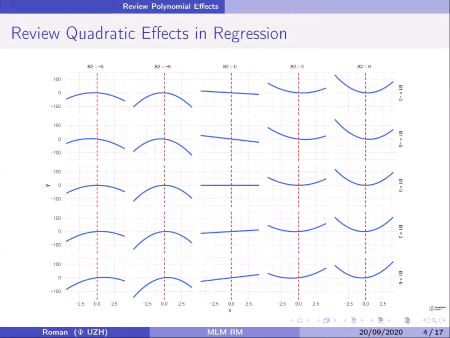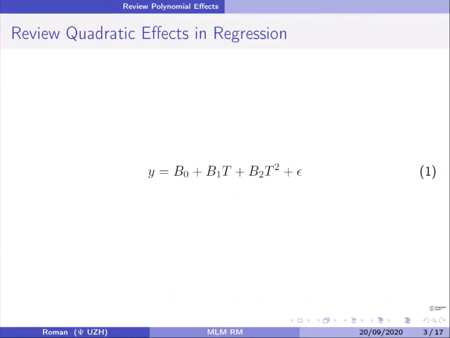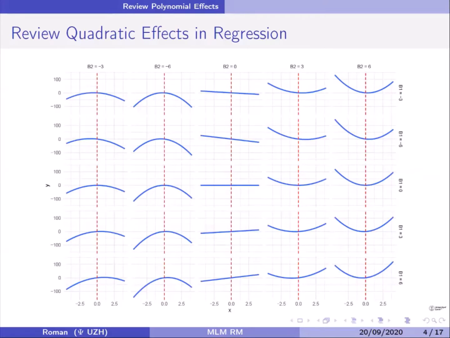So let's take a look at what interpretations of quadratic effects look like in regression. These are just typical growth trends, and what I have here is the quadratic slope on these panels at the top, B2. B1 here is the linear slope. So let's go back and look at that equation. We have B1 on the x-axis and B2 on the y-axis on the top panel. This is the quadratic term. This is the linear term.